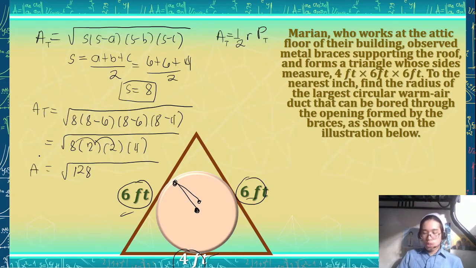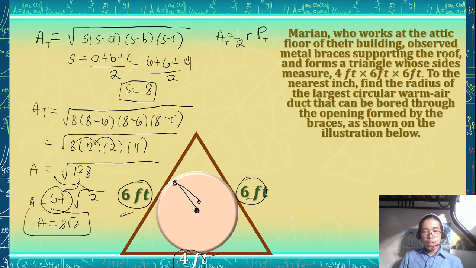What's the square root of 128? If we factor that out, that gives us 64 times 2. Since 64 is a perfect square, it goes out of the square root. Therefore, the answer is 8 square root of 2. Since the area of the entire triangle is 8 square root of 2, we can equate that using our formula for the area of a triangle with a circle inside of it.